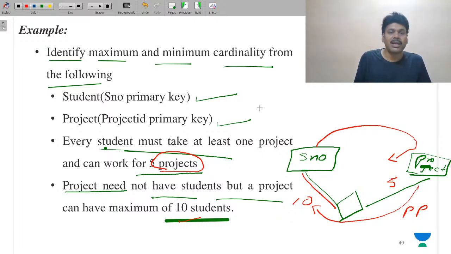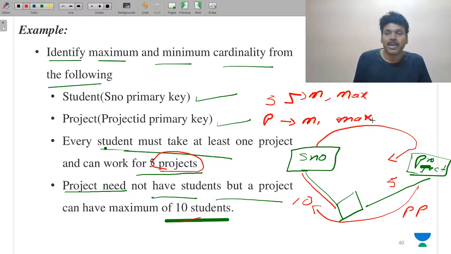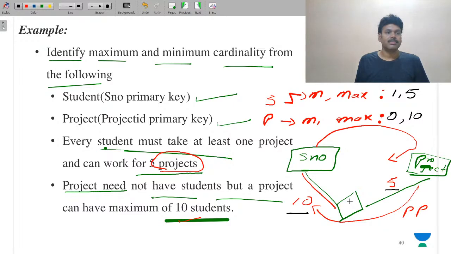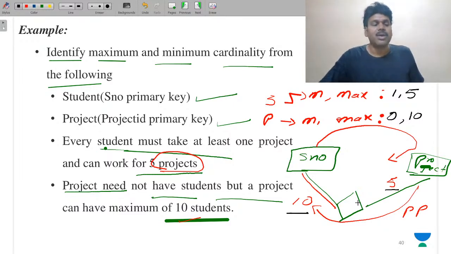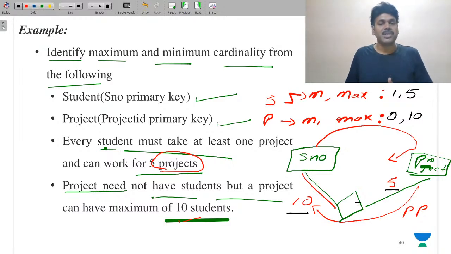So how will you write the minimum and maximum cardinality for that? Student minimum maximum, project minimum maximum. You may guess what the answer is. What is the student minimum? Total participation, right? 1. What is the maximum? 5. What is the project minimum? 0. What is the project maximum? 10. So this is how you can represent total participation and partial participation with cardinalities, maximum occurrence also.